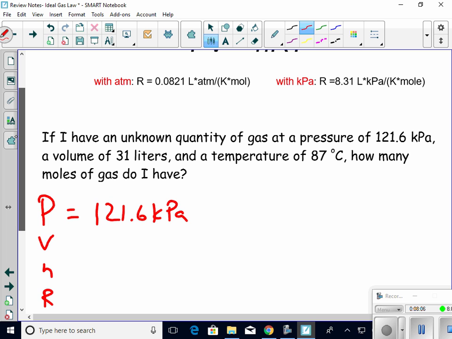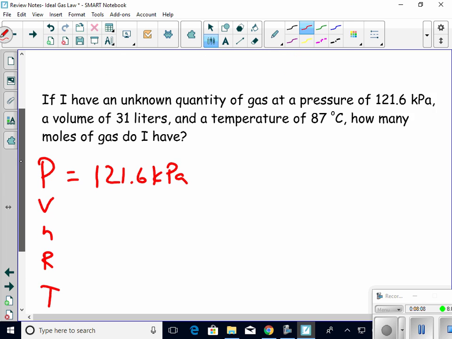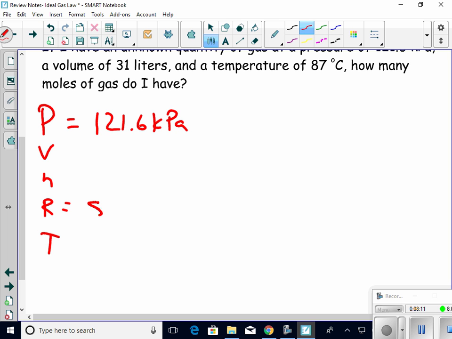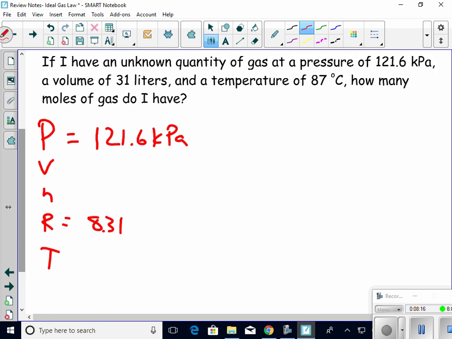So I look back up here, 8.31. So my R is 8.31 liters times kPa over K times mole. Do I have a volume? Yeah, I do. 31 liters. I am calculating the number of moles, so I must have a temperature. I'm going to convert my temp into Kelvin. And I get 320.